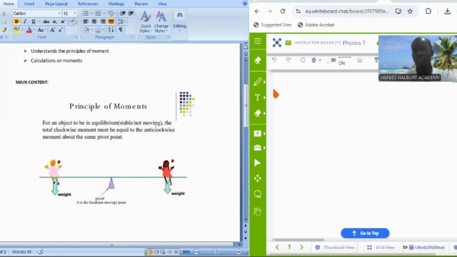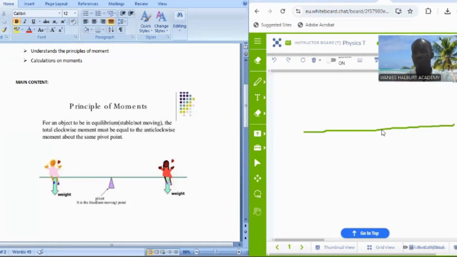When we talk about the principle of moment, we're talking about describing an object which is in an equilibrium position, a stable or not moving position. Now, the principle of moment states that when an object is in equilibrium, or in a stable position, or not moving, the total clockwise moment must, underline the word must, be equal to the anti-clockwise moment about the same pivot point.